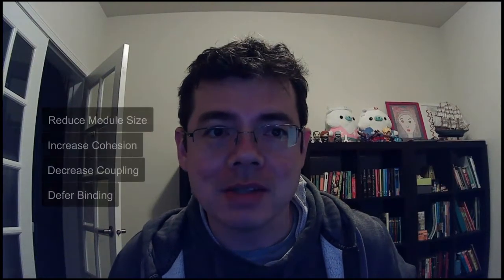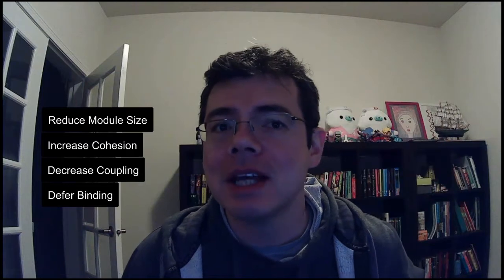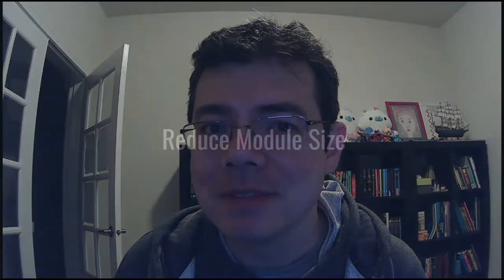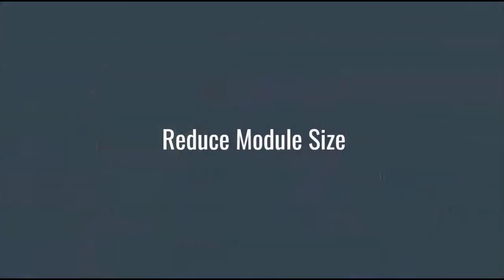The modifiability tactics I will present basically come from the book Software Architecture in Practice by Len Bass, Paul Clements, and Rick Kazman. In general, you can augment the modifiability of your system in 4 ways. You can reduce module size, increase cohesion, reduce coupling, and defer binding. Let's check it out. First, reduce module size.